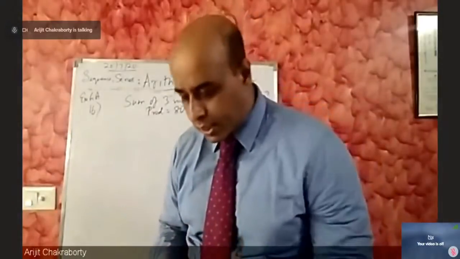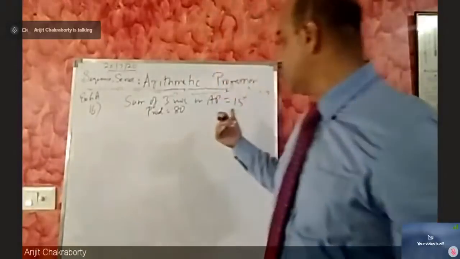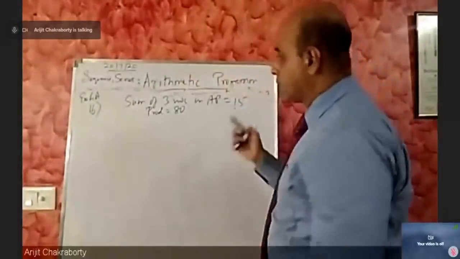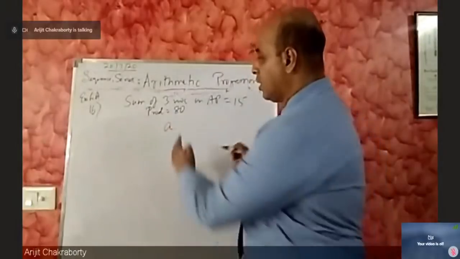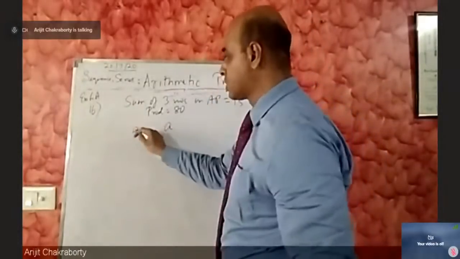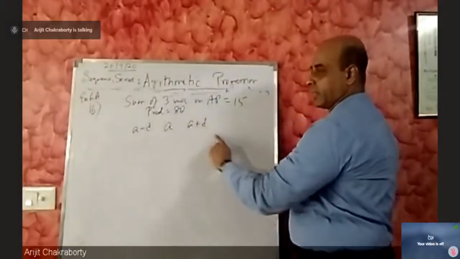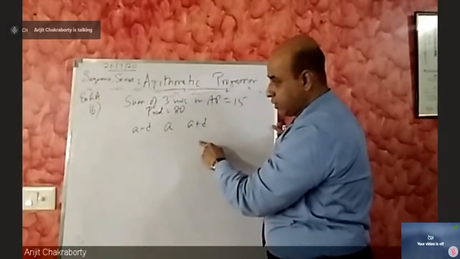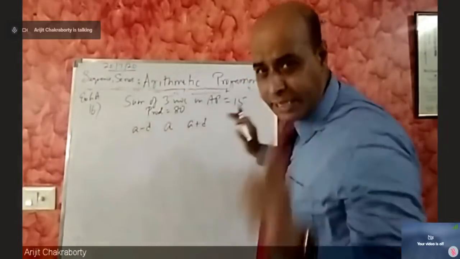What are the numbers? You have to find the numbers. There are three numbers which are in AP, and their sum is given and their product is given. Let us take the numbers as A minus D, A, and A plus D. These are in arithmetic progression because the difference between each of them is D.